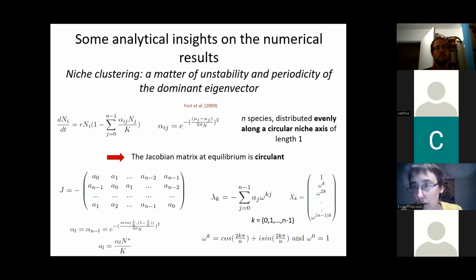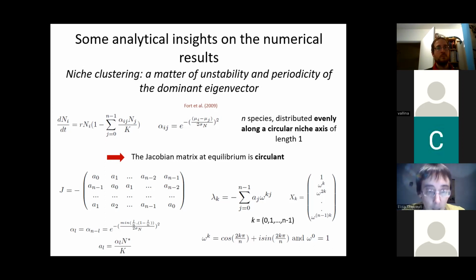It is circulant. And in that case, we can express all the eigenvalues and the eigenvectors in the case of a circulant matrix. And in fact, the eigenvectors follow a discrete Fourier transform, which makes this periodic shape, basically. So when the system is unstable, it determines the number of clusters.